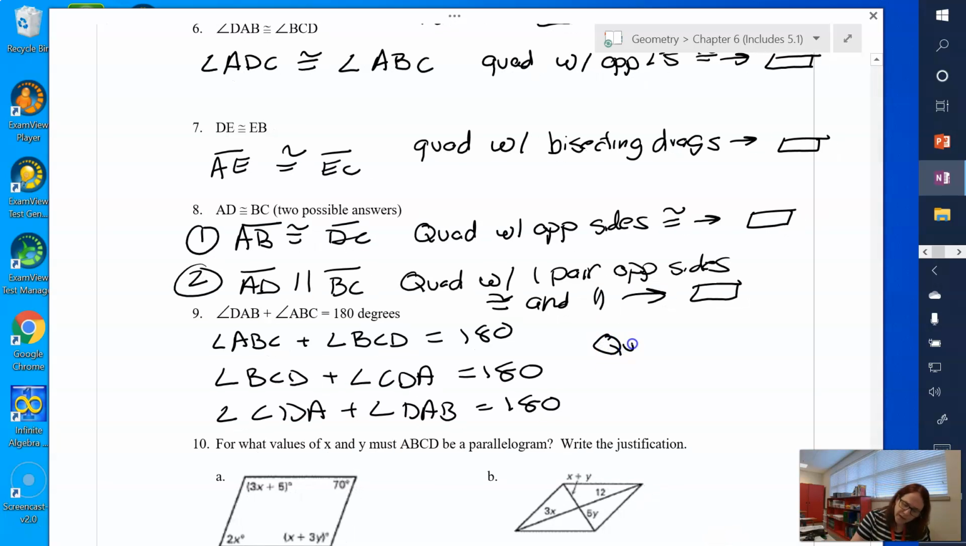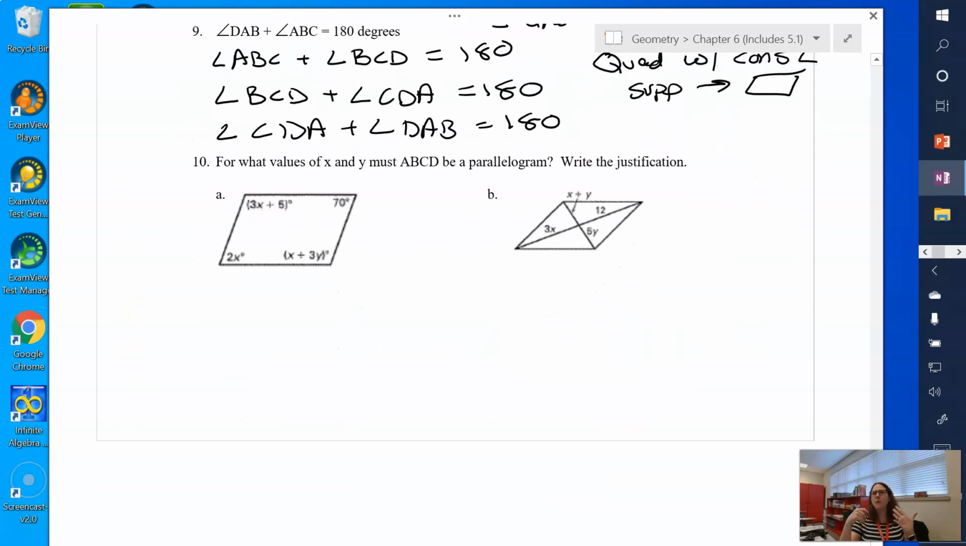So quad with consecutive angles supplementary implies parallelogram. Okay? Now let's do some more mathy stuff. Let's actually get some numbers and some equations going.